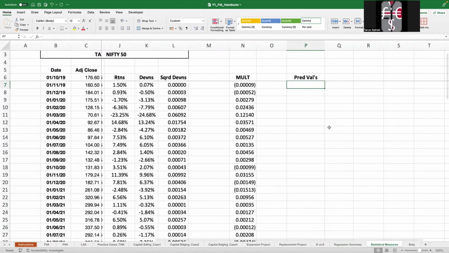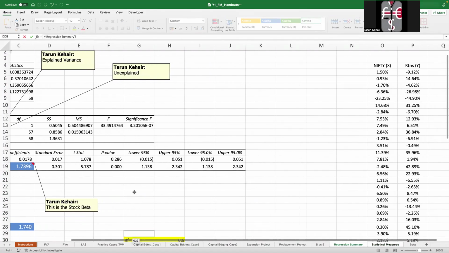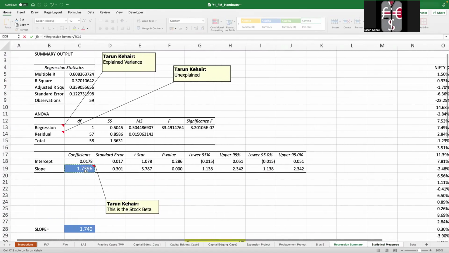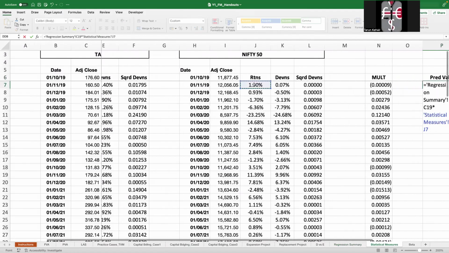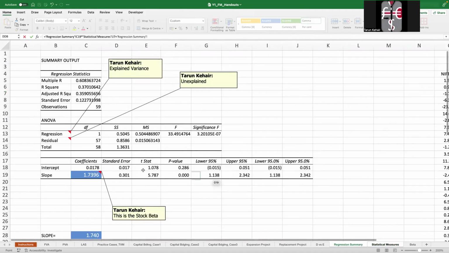Predicted values कैसे आएंगे? Remember on that graph I was showing you YP. This is YP, predicted values. So y is equal to mx plus c. यहाँ पे m, जो मैं यहाँ से ले सकता हूँ, which is your slope, into every individual x observation. x observation क्या होगा? निफ्टी के रिटर्न्स प्लस c क्या होगा? इंटरसेप्ट.